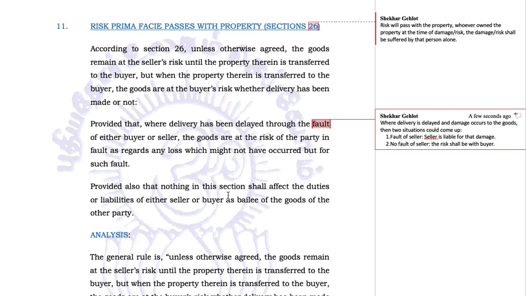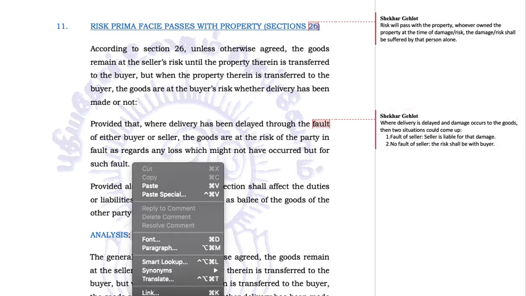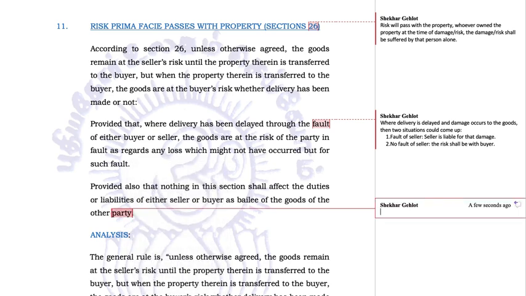Provided also that nothing in this section shall affect the duties or liabilities of either seller or buyer as bailee of goods of the other party. Further, it shall not affect the duties of a bailee. A bailee is a person to whom goods are bailed.